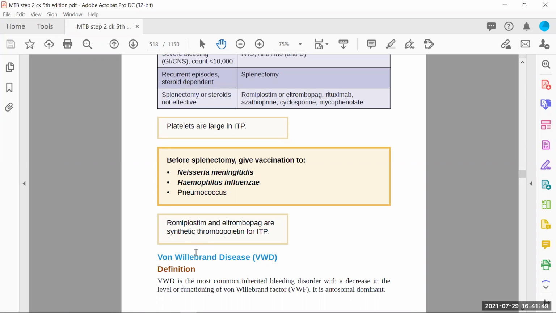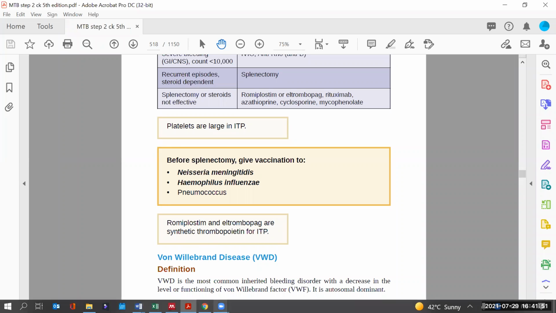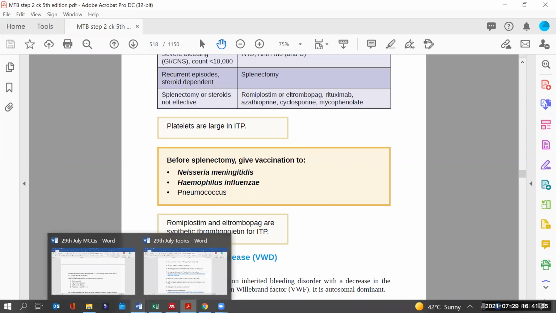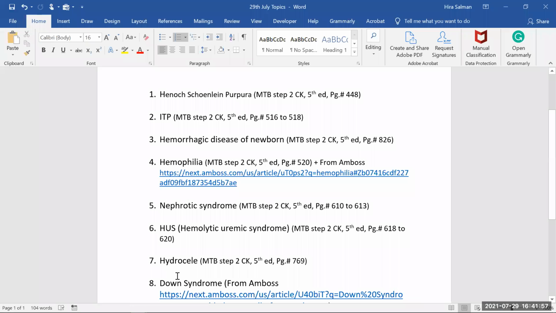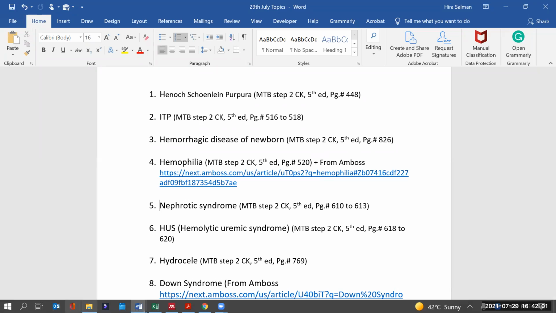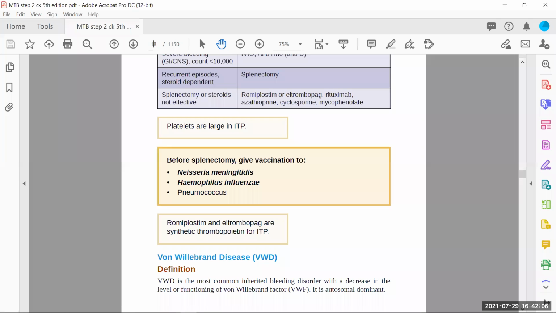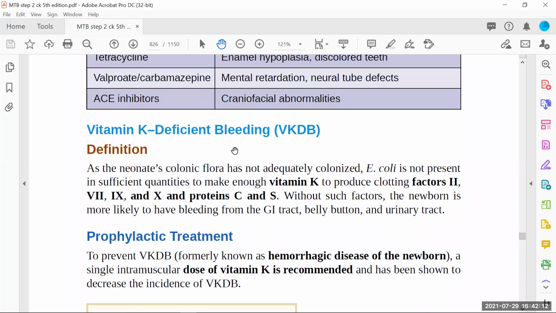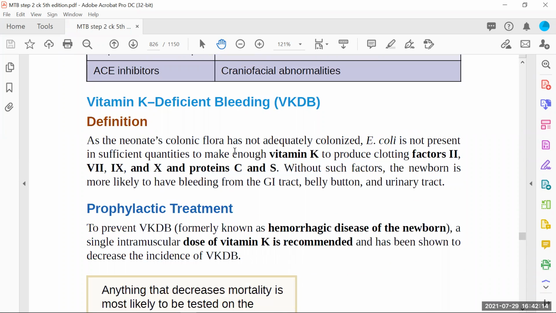Dr. Hira, the screen is not okay. Screen is not okay. One minute. Yeah, it hanged. I actually need to see which page number this is. Page number check, it's 826. Let me know if you can see now. 826. Okay, now can you see vitamin K bleeding? Yeah, I can see it. Yes, we can see now.